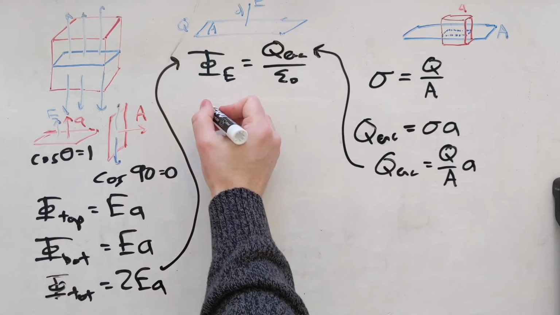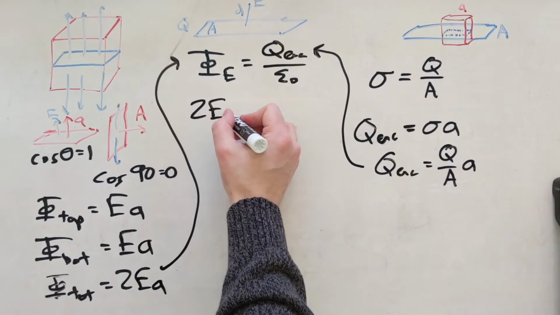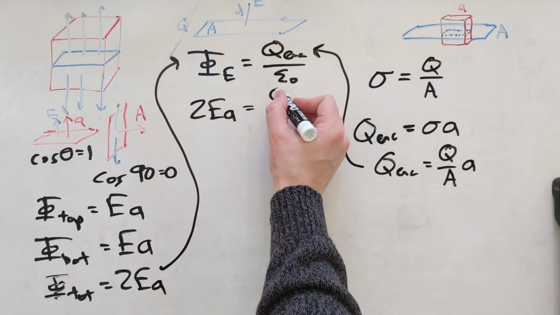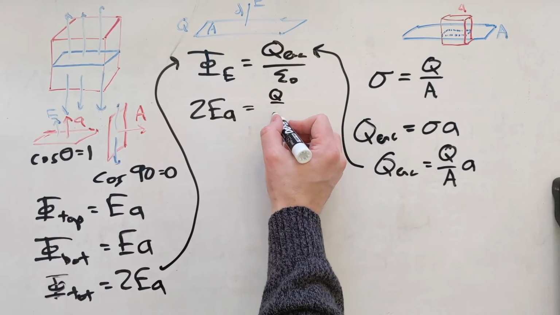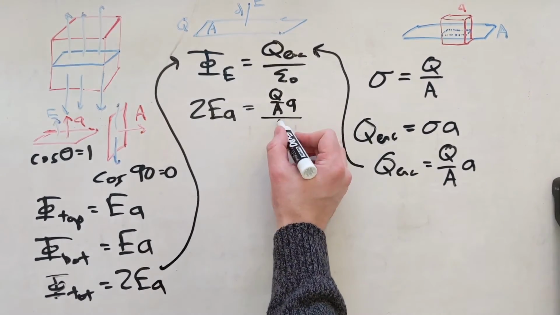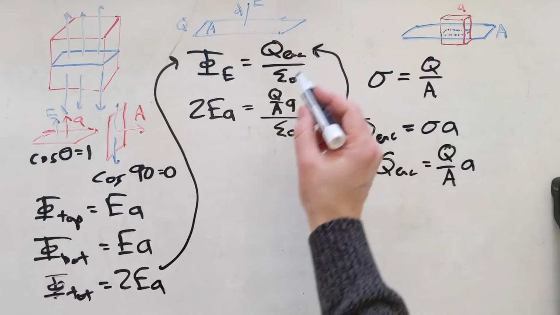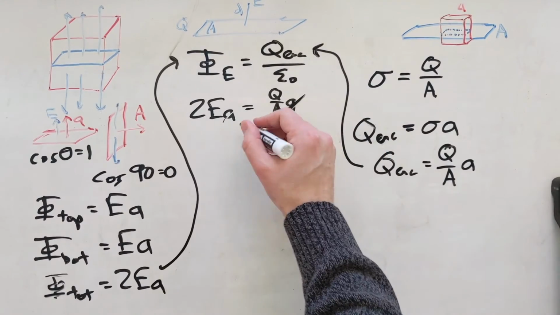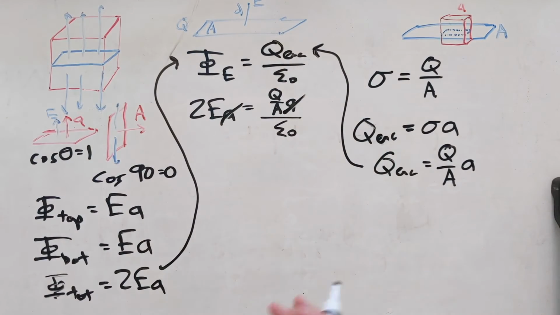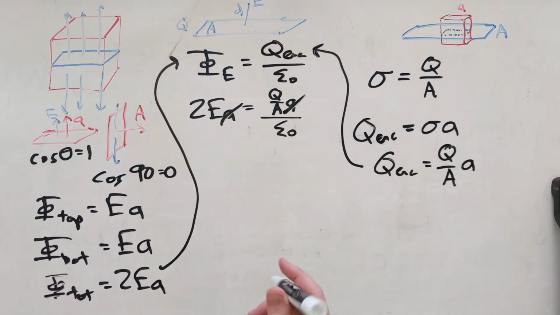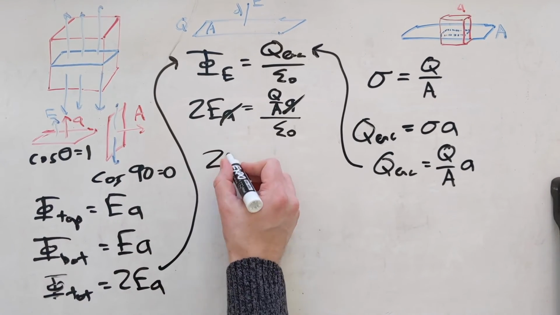Let's plug in both things. We're going to say 2EA is equal to, charge enclosed, we're going to plug that in as well, Q over A times little a, all over epsilon naught. All right, let's do the easy thing first. Remember that arbitrary area at little a? Cancels right on out. So we were actually able to pick safely any size for that area, and we would be fine.